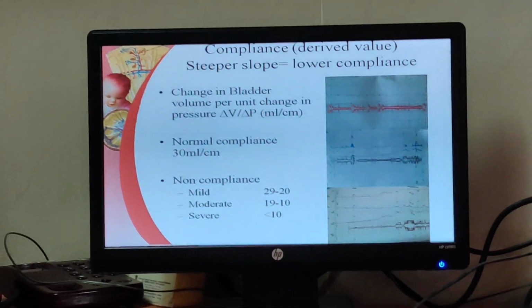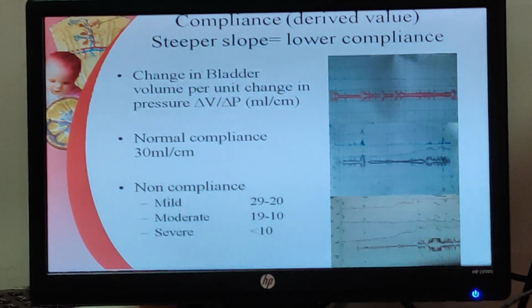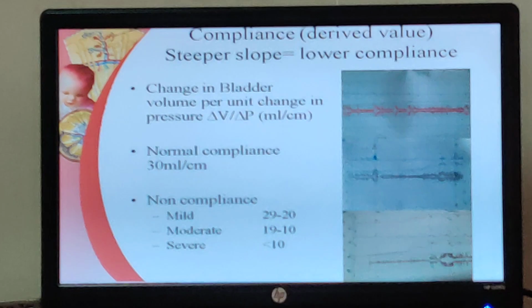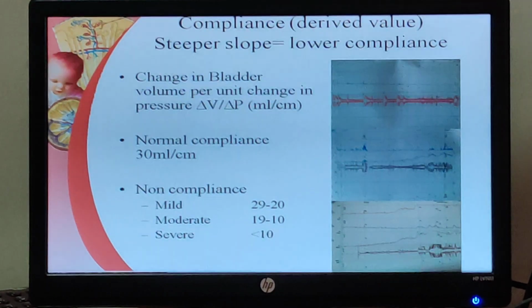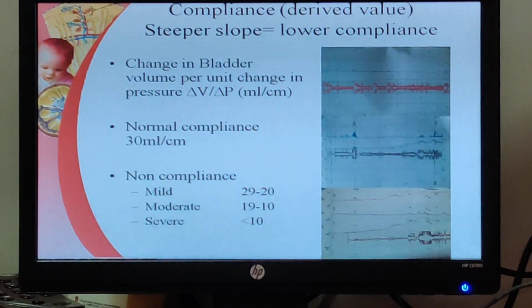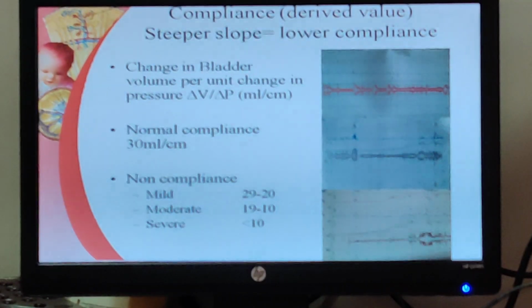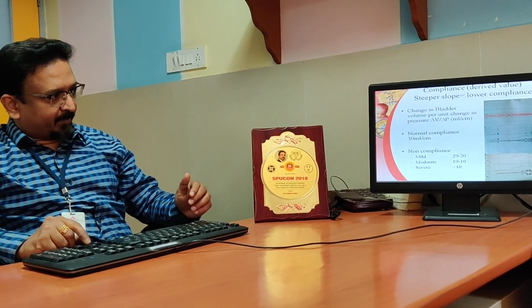The change in bladder volume per unit change in pressure is the compliance, which is delta V by delta P. Normal compliance is around 30 ml per centimeter, and non-compliance or impaired compliance means the pressure rises very rapidly, so the curve becomes too high in the slope. The slope of the curve is very steep. So severe non-compliance is less than 10, moderate compliance is 19 to 10, and mild impairment is 29 to 30.